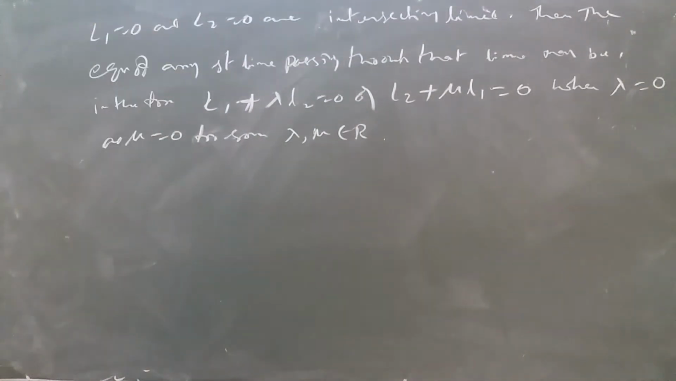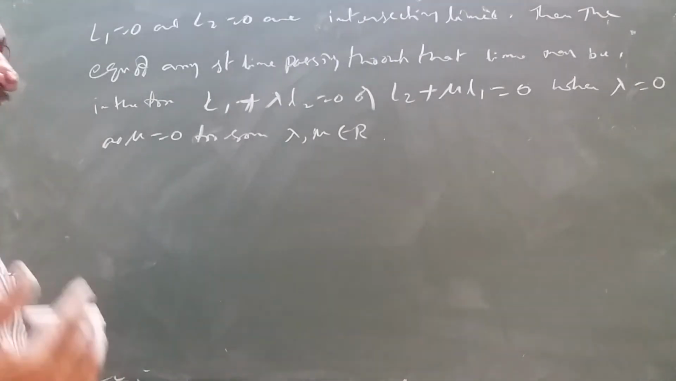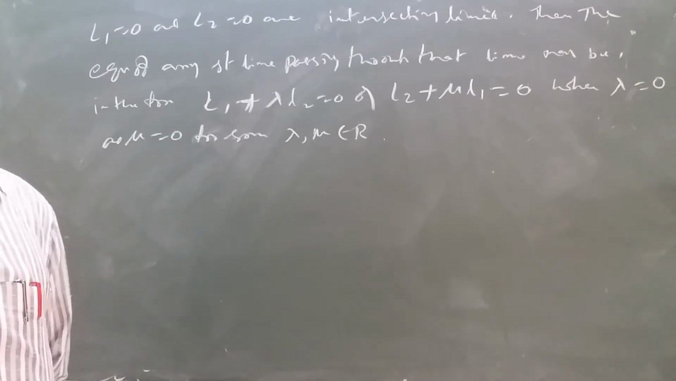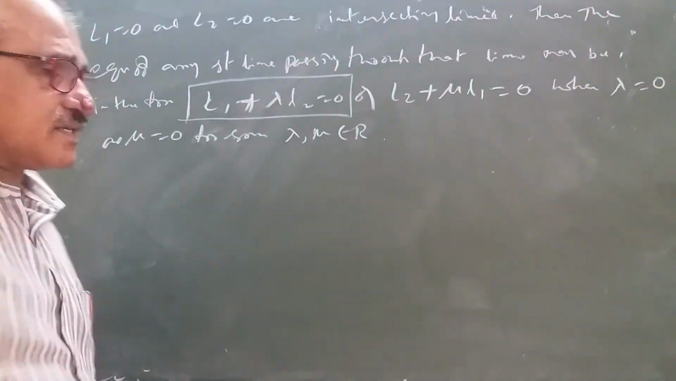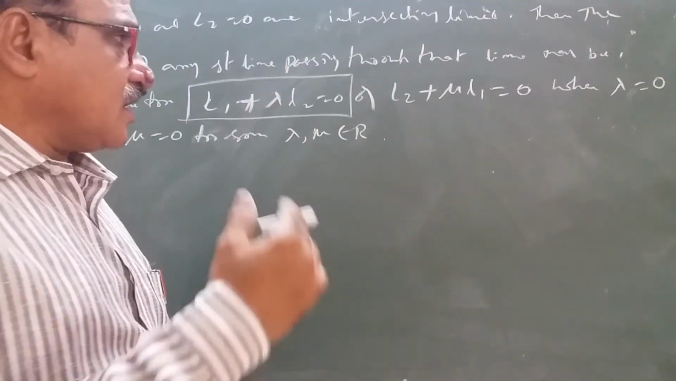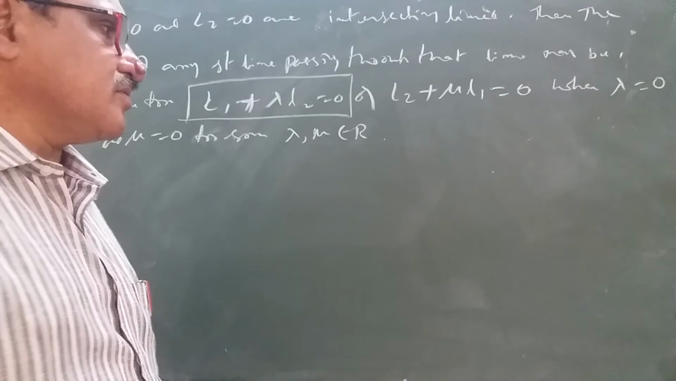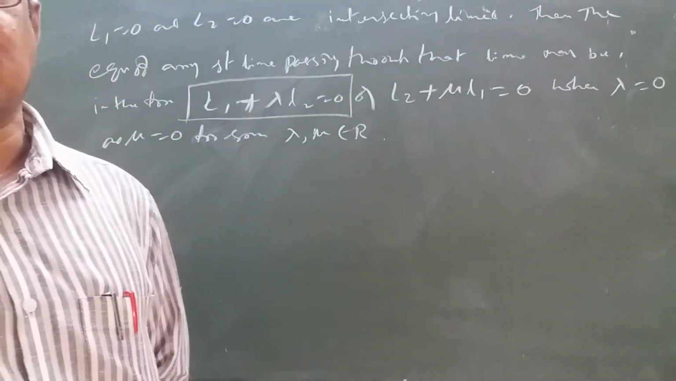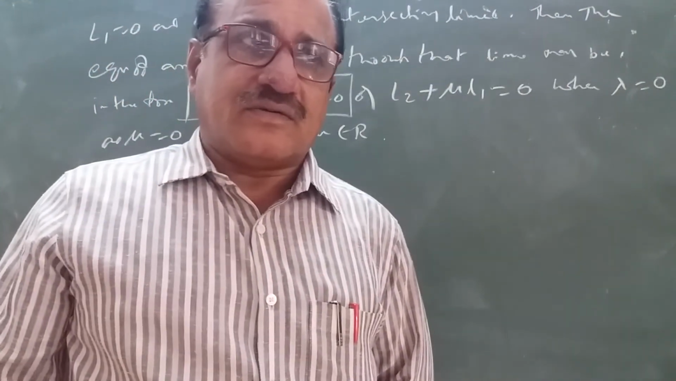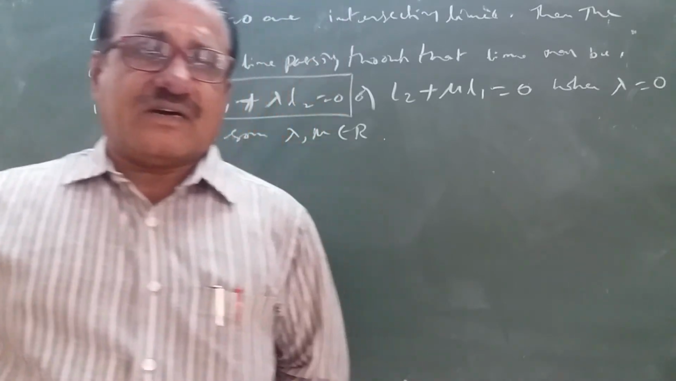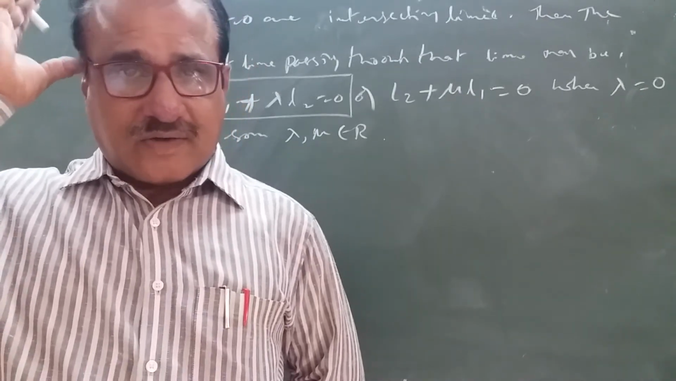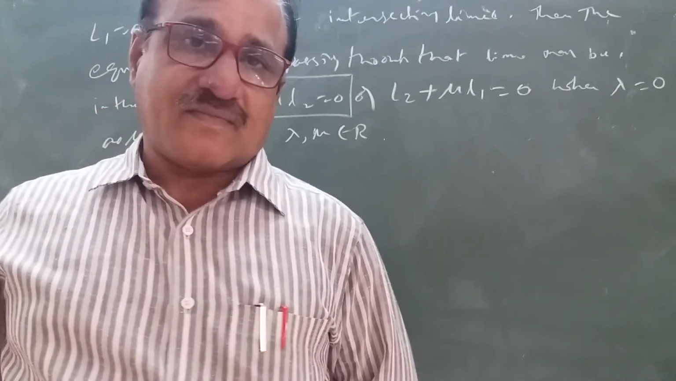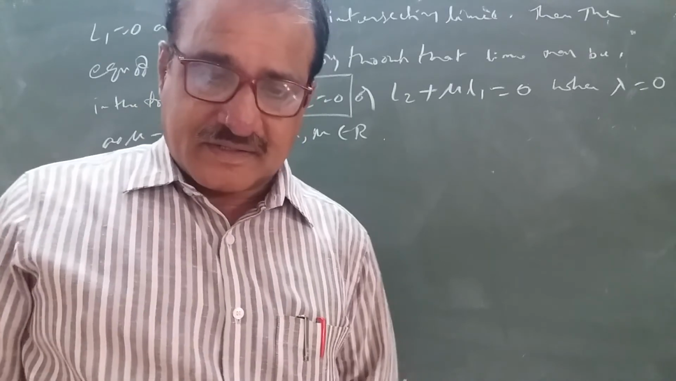If two intersecting lines are given, and the point of intersection is P, then any straight line passing through P should be in the form L1 plus lambda L2 equals 0, or L2 plus mu L1 equals 0, or L1 plus k L2 equals 0, like that. This is called the family of straight lines, because these lines pass through only one point, the intersecting point, which we call the concurrent point.